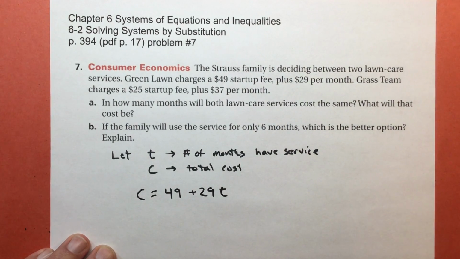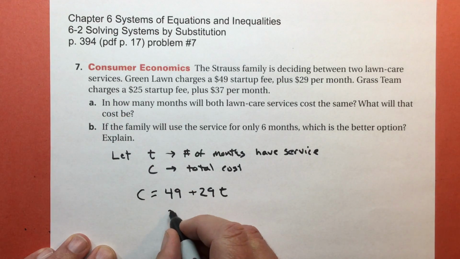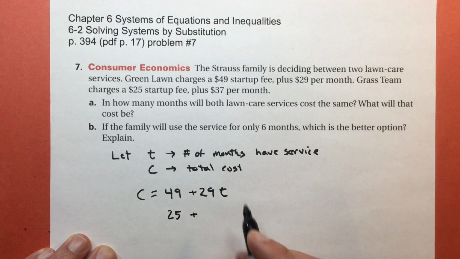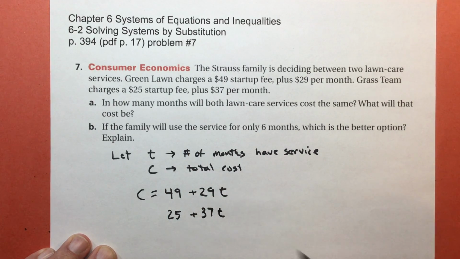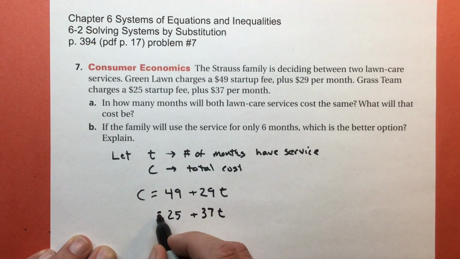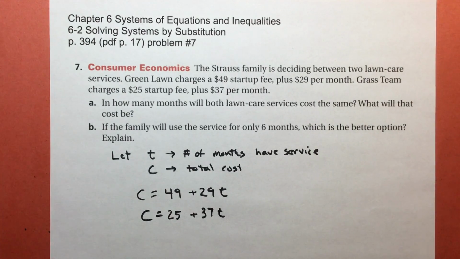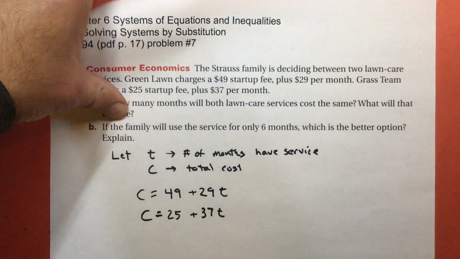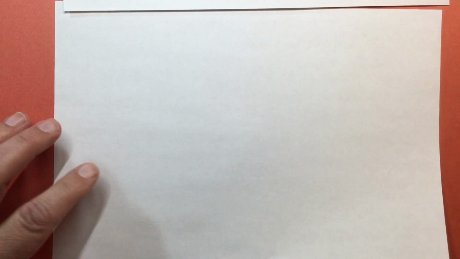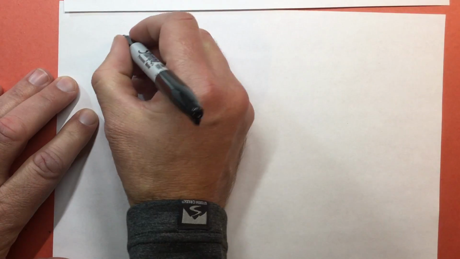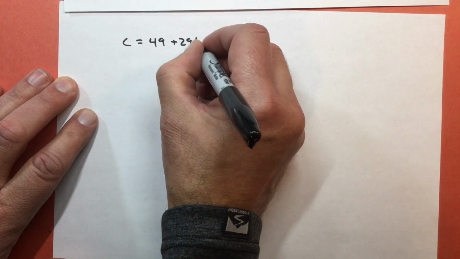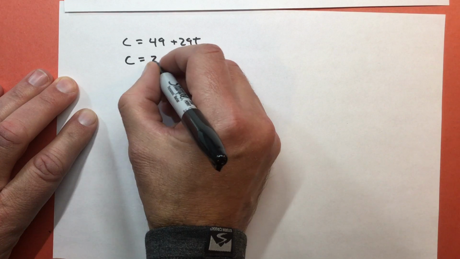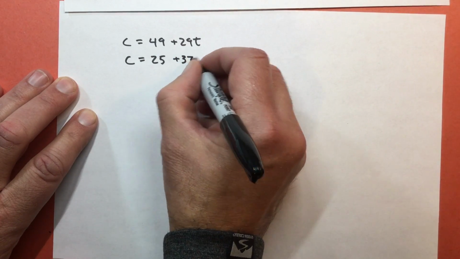For the other company, it's a $25 startup fee. And each month you pay $37. So that's 37 times T. And that's going to give the total cost for that company. All right, now I'm going to switch over to another sheet of paper. So I've got C equals 49 plus 29T, and C equals 25 plus 37T.